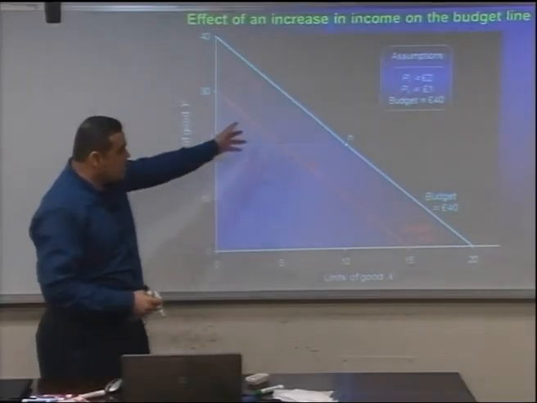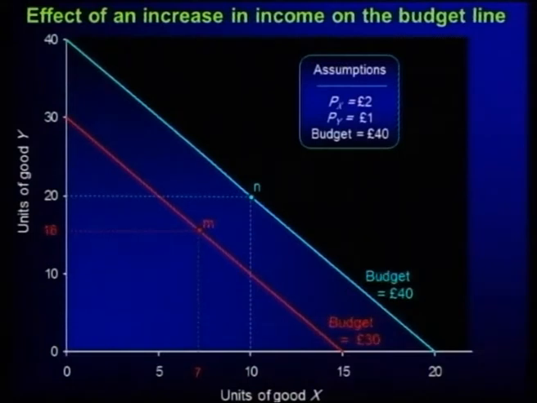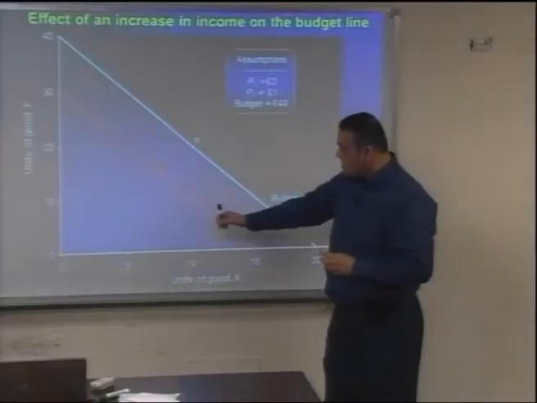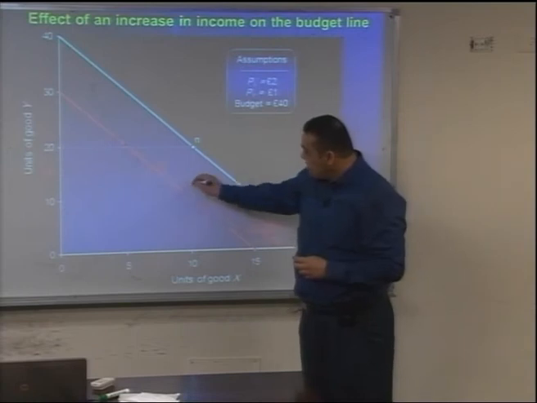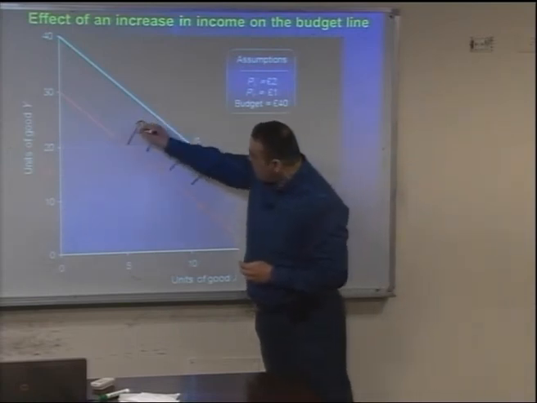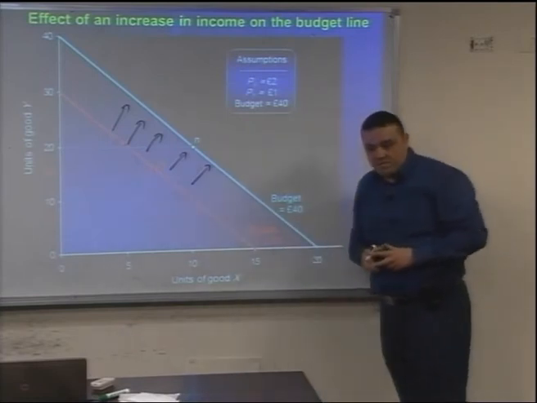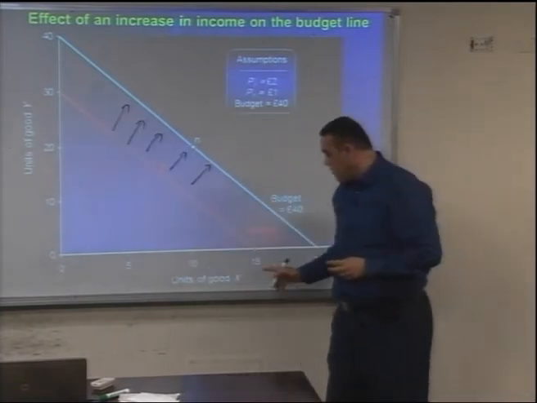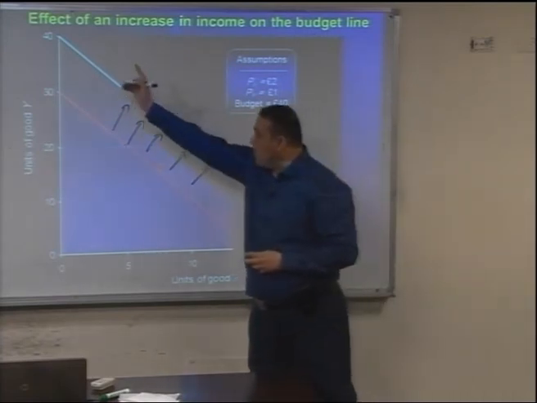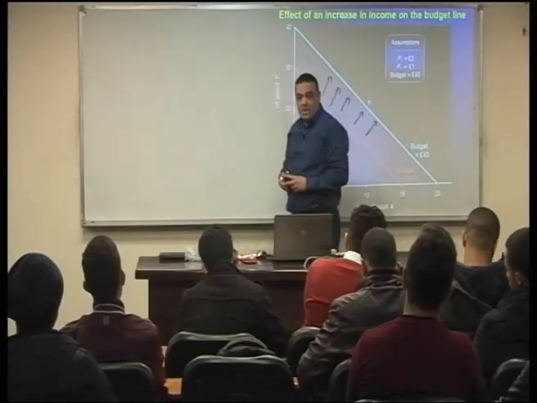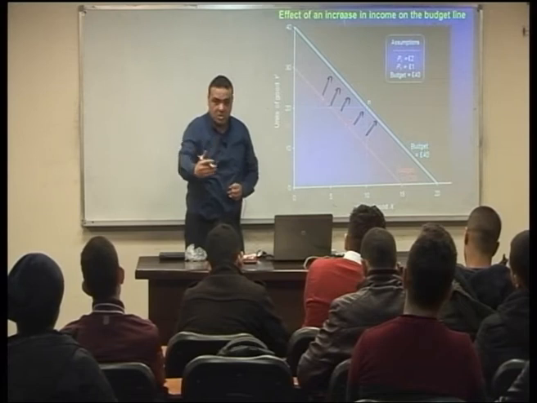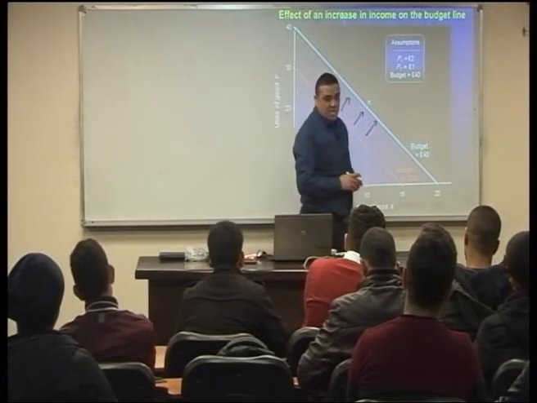As you see in this graph, the price of X equals 2, the price of Y equals 1, and the consumer's income increased to 40. This is the original budget line, BL1. What do you see? We have a full rightward shift in the budget line, parallel to the previous one. The slope here equals 30 over 15 equals 2, and 40 over 20 equals 2 as well.